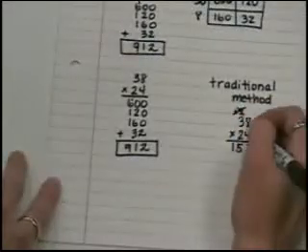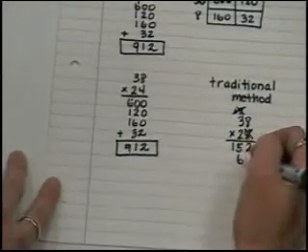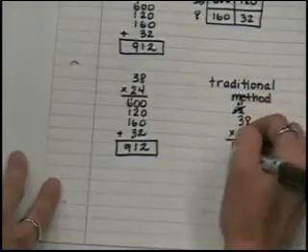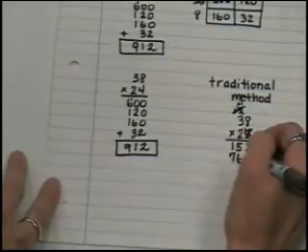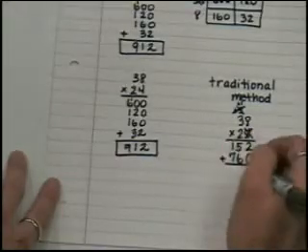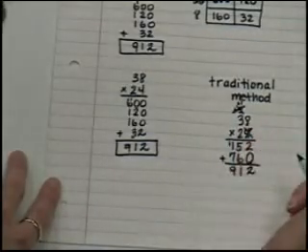Cross out my carries, cross out this guy. 2 times 8 is 16. I put the 6, carry the 1. 3 times 2 is 6, plus 1 is 7. When doing this, I have to remember to put the extra 0. I then add the two numbers, and I get a product of 912.